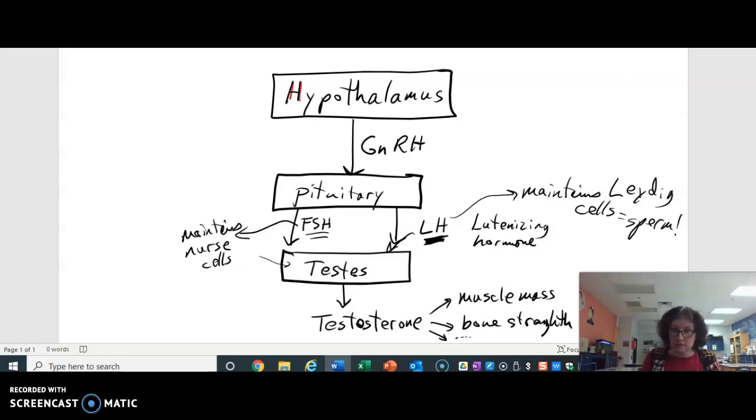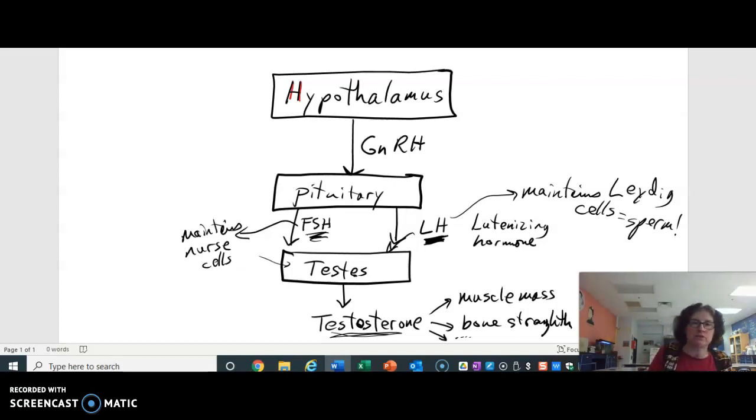So a man's ability to reproduce successfully really depends on not just testosterone, right, which maintains his higher body strength and bone strength, but also on the intermediary effects of these in-between hormones, which make sure that the sperm gets made and the testes stay the right size, and the nurse cells are nurturing the sperm, and that's very, very important for his reproductive success.